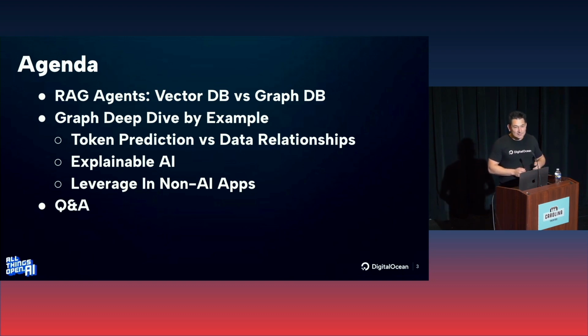The first one is token prediction versus data relationships. The second one is explainable AI. And the third one is leveraging the data within your graph databases for non-AI applications. And then we'll hopefully have some time for Q&A at the end.